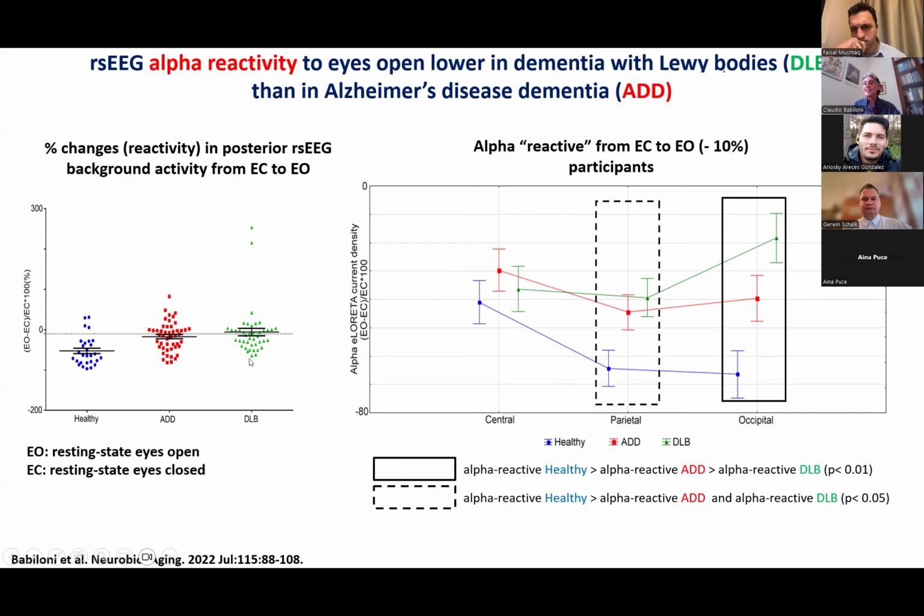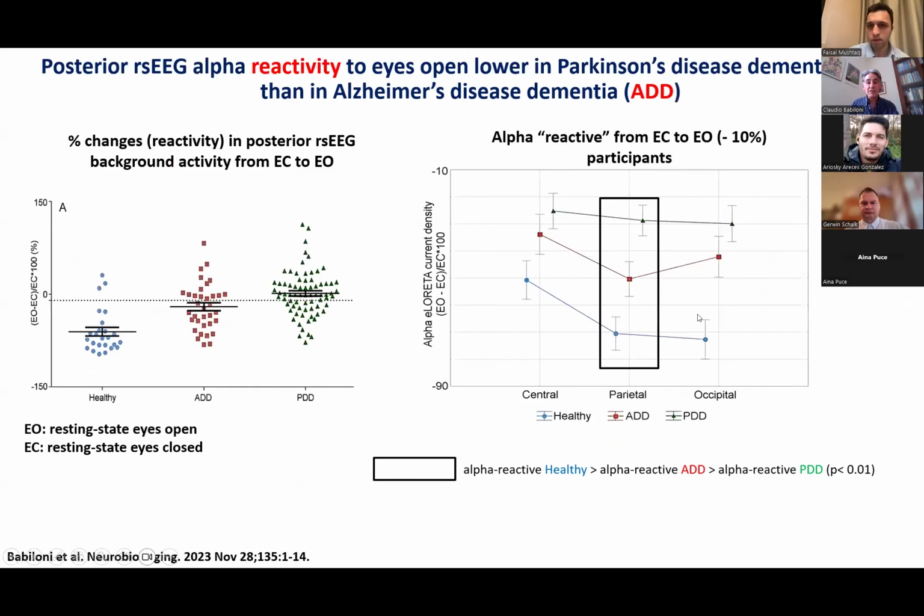So you see that it is really important to emphasize the vigilance consciousness disorders in Alzheimer's disease patients and the dementia with Lewy body. And on the right, you see a big percentage reduction of alpha in central parietal occipital cortex in blue in healthy subjects, and a limited reduction of alpha in Alzheimer's disease and Lewy body disease.